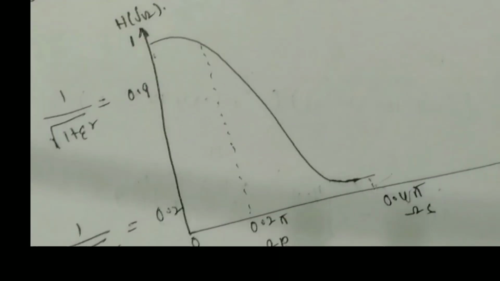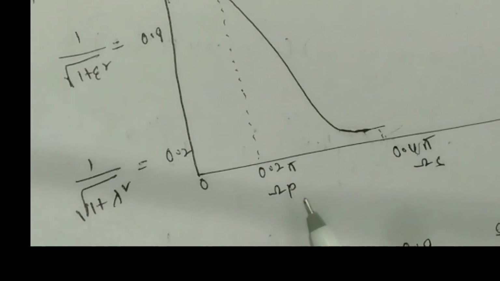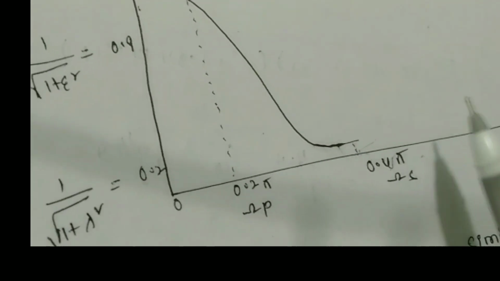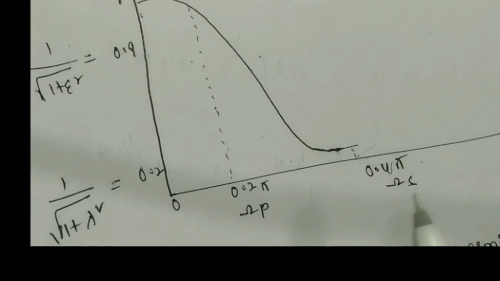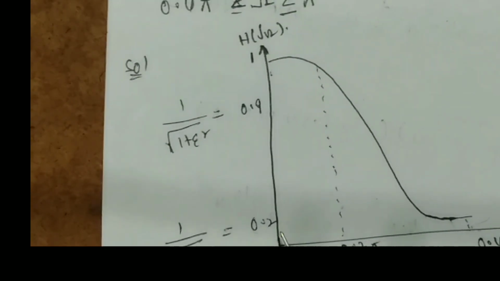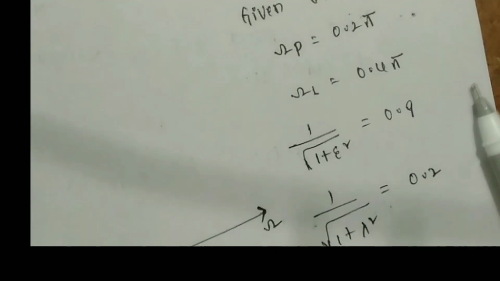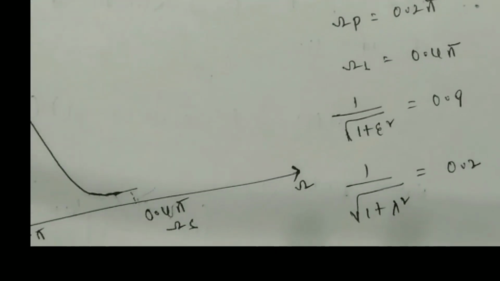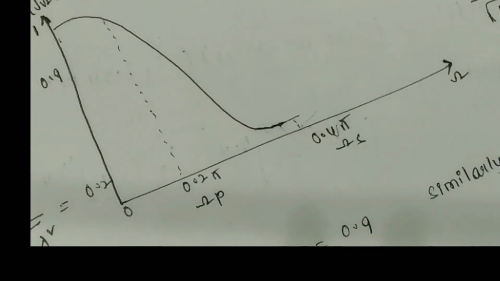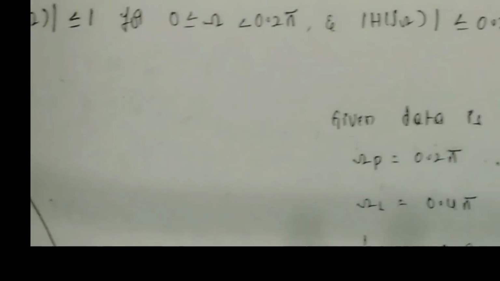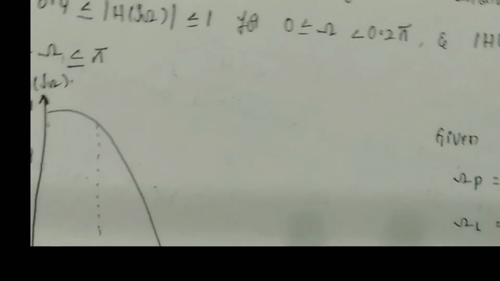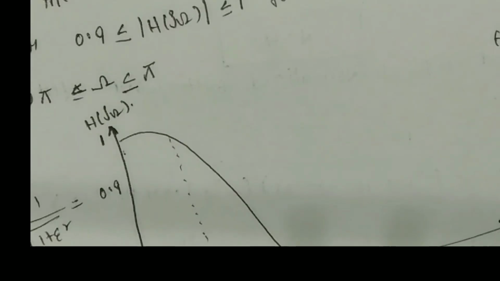So the first frequency, 0.2 pi, will be the passband frequency, and this frequency, 0.4 pi, will be the stop band frequency, and 1 by root of 1 plus epsilon square is equal to 0.9, and 1 by root of 1 plus lambda square is equal to 0.2. So this is the extracted data from the given specification. For solving such problems, you know all the formulas, but the data extraction is important.